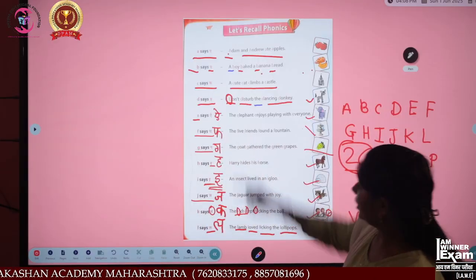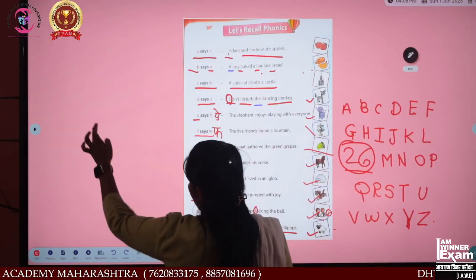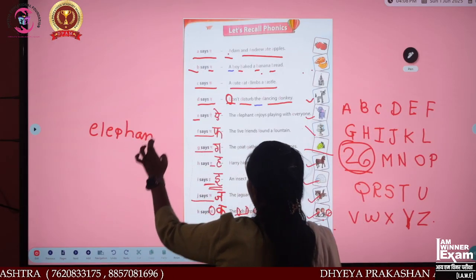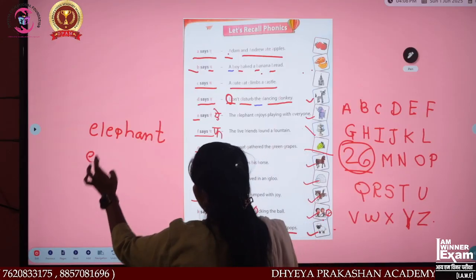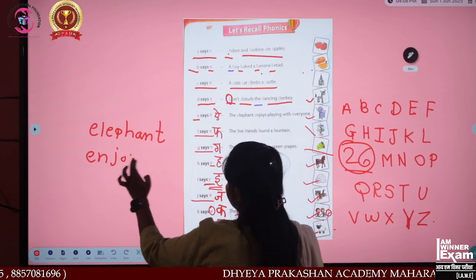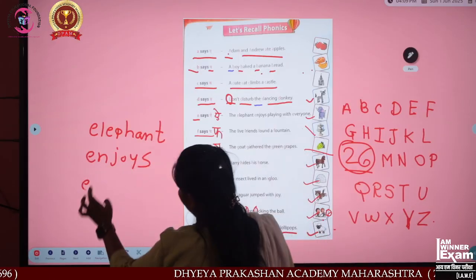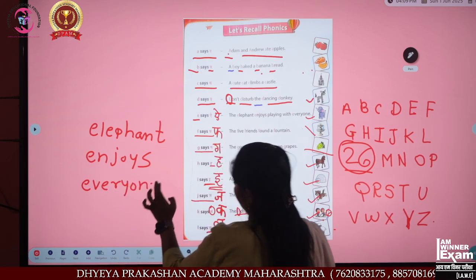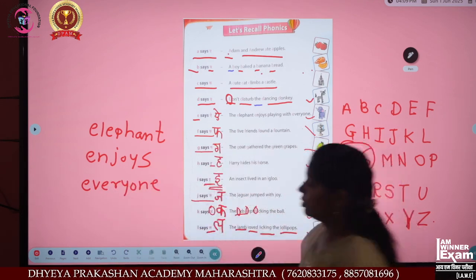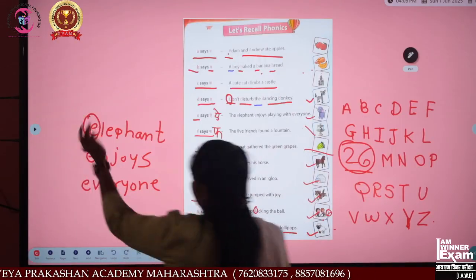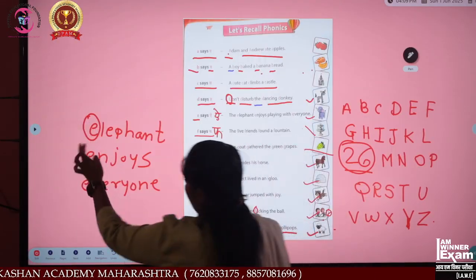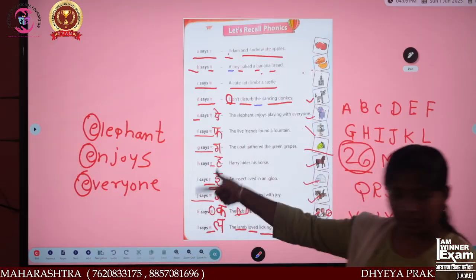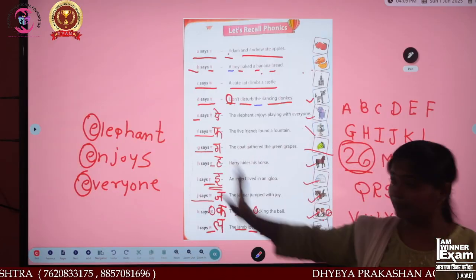E says a. In this sentence, elephant enjoys and everyone. Okay? Everyone. So, first letter is E. A. Enjoy, elephant and everyone. E says a.